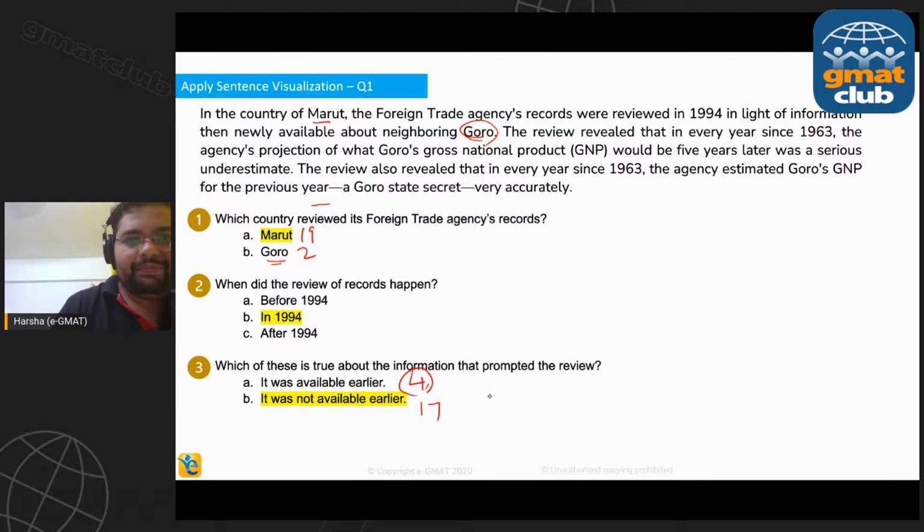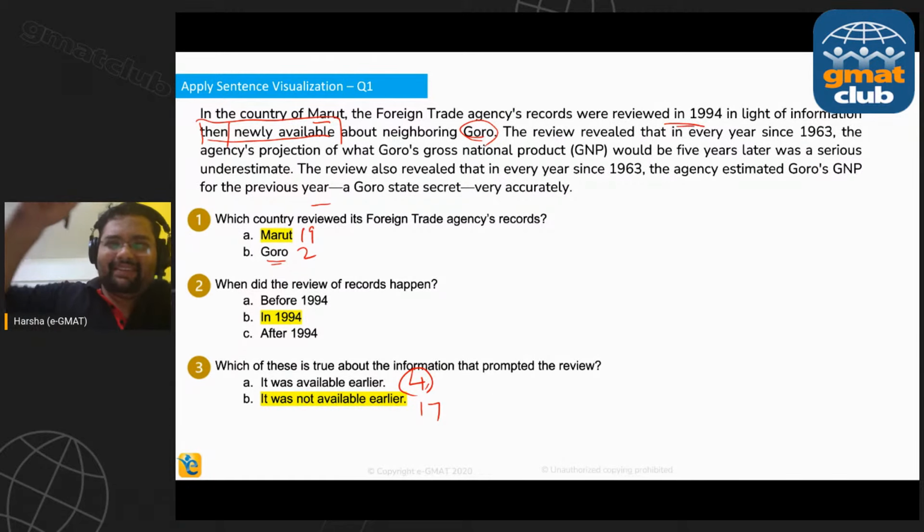For the 4 of you, what did you miss? Then newly available. So this review happened in 1994. At that point, that means in 1994, this information was newly available. Or in other words, it was not available earlier. If you did not visualize this, you will not catch this.